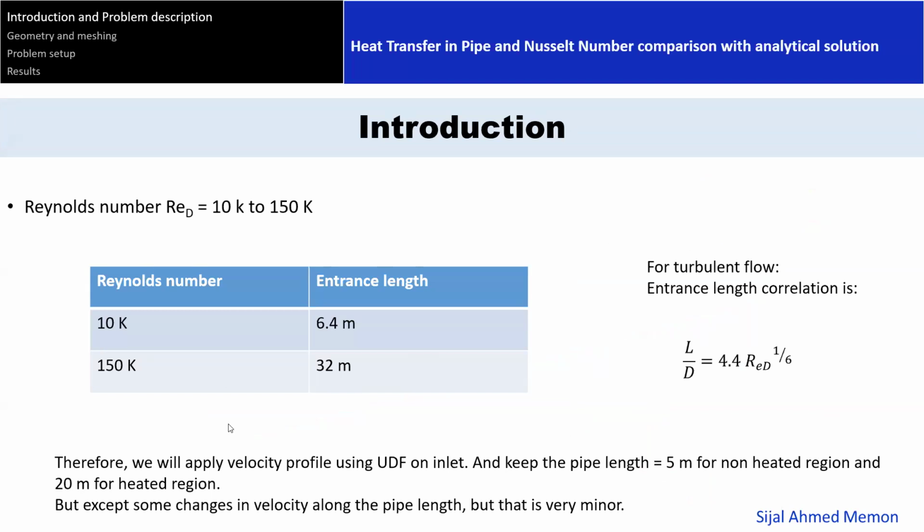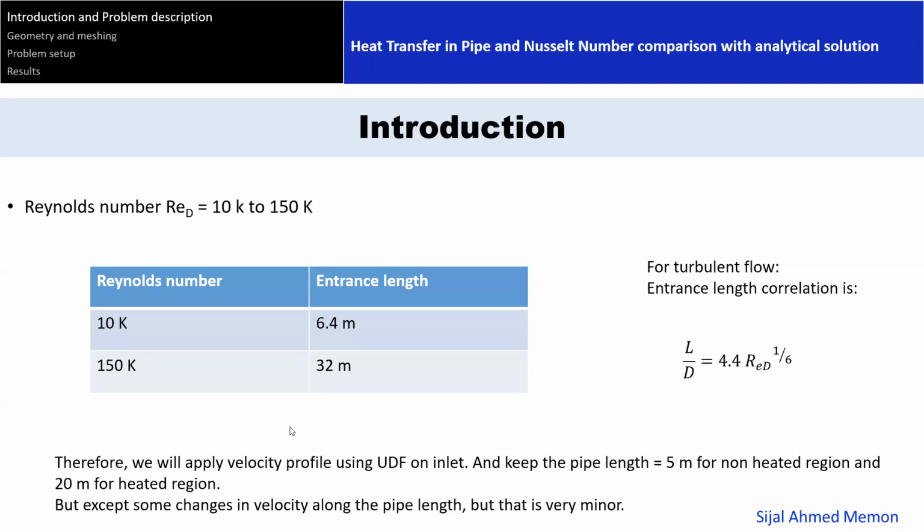Okay, so we made these based on this analysis of the entrance length with the Reynolds number. So I propose that we can shorten the domain length, and it will shorten our simulation time, our RAM requirements, our CPU requirements, and our hard disk requirements, because it will save the file with more mesh, which means the size will be bigger. So we can save that if we apply the velocity profile using the UDF.